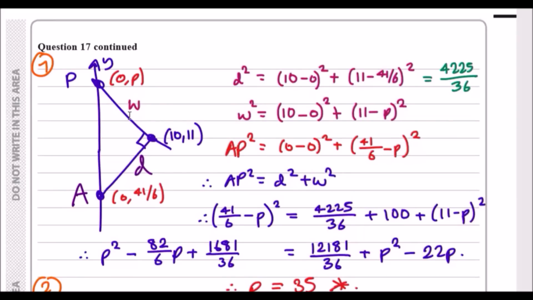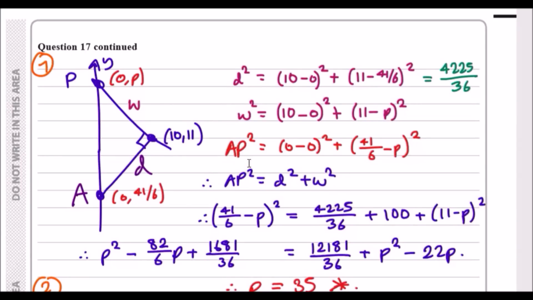And then for W, you find the distance between 10 and 11 and when the tangent hits the y-axis. I just called it 0p because when something hits the y-axis, the x-coordinate is 0. And it's p because I need to just give it a name. So when you find the difference between them, you should get something like this. W squared equals the following.